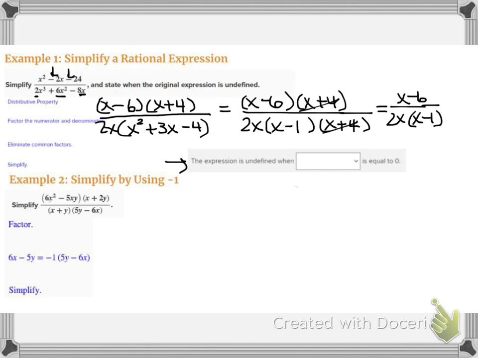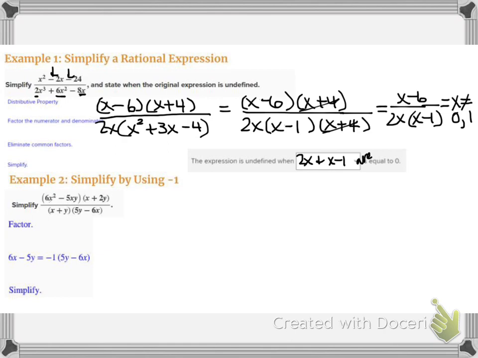The expression is undefined when 2x and x minus 1 are equal to 0. Why? Because a denominator cannot equal 0. We can't divide by 0. In other words, we're going to put each multiple equal to 0 and find what x would make this denominator 0. In this case, because we have two factors, we have two answers. X cannot equal 0 or 1.